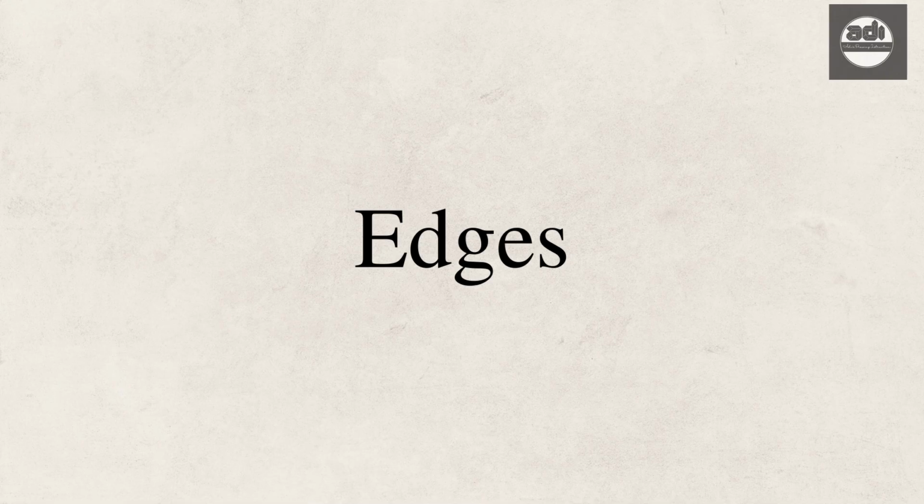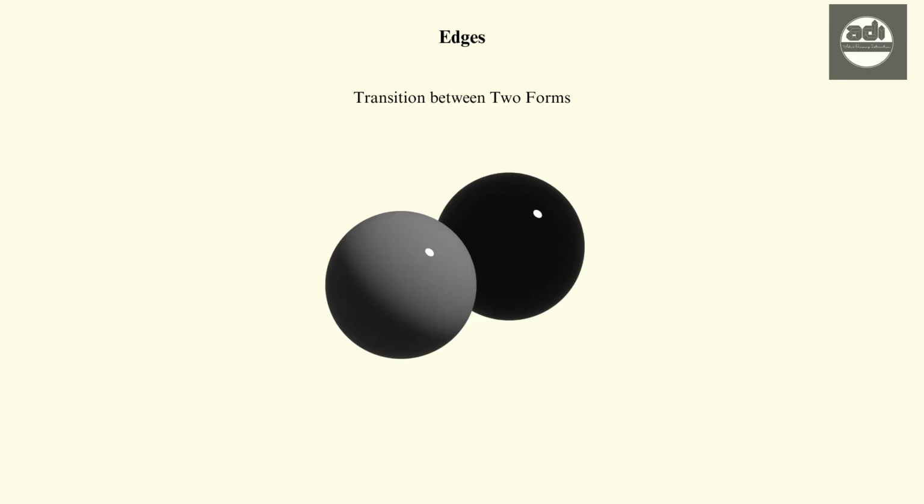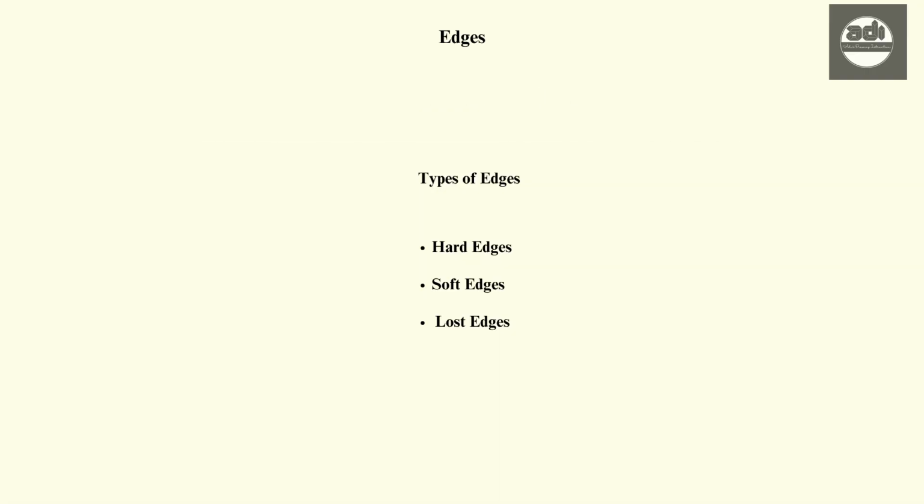Edges are basically transition between two shapes or forms or planes. There are three types of edges: hard, soft, and lost edges.